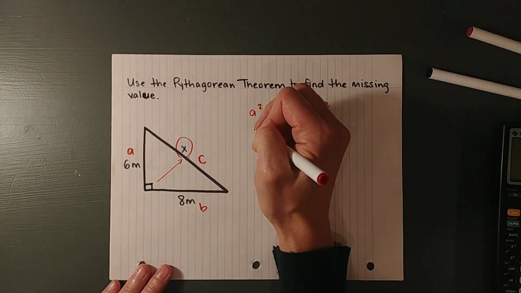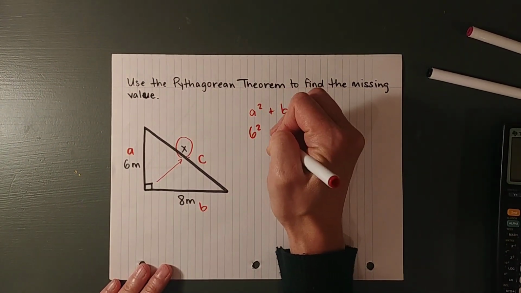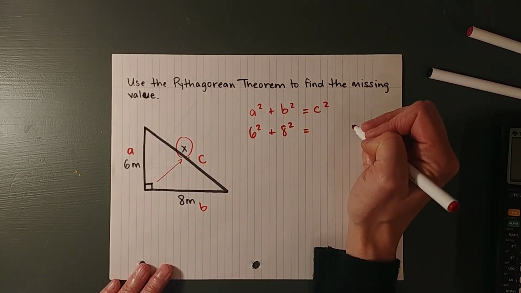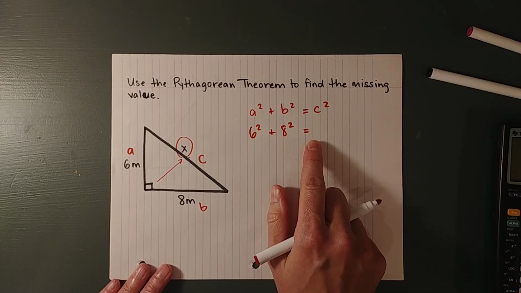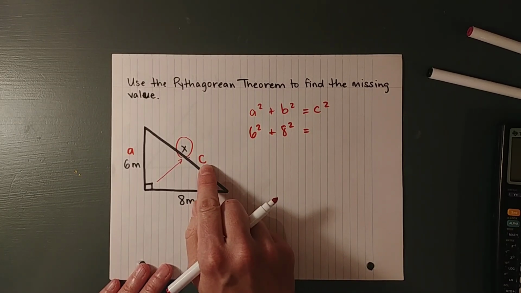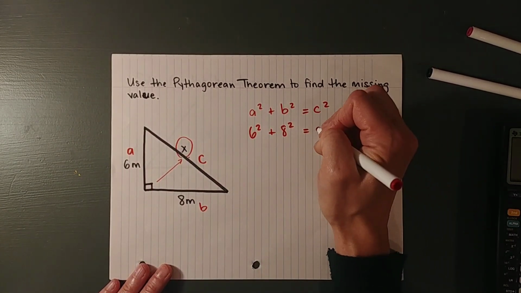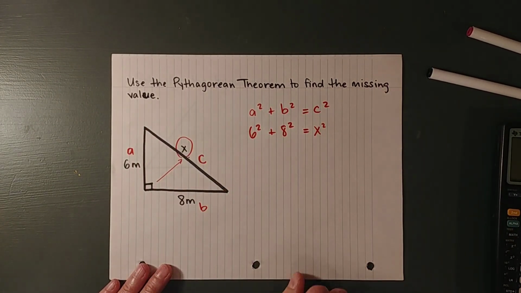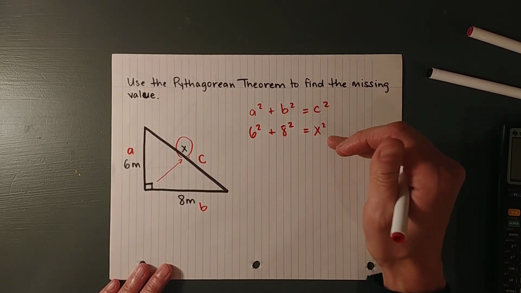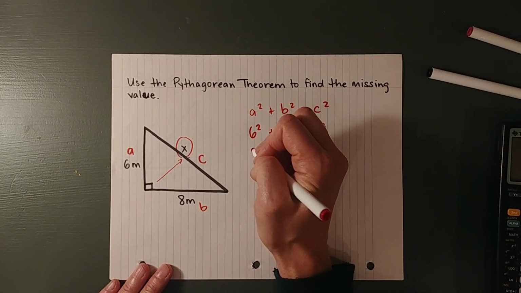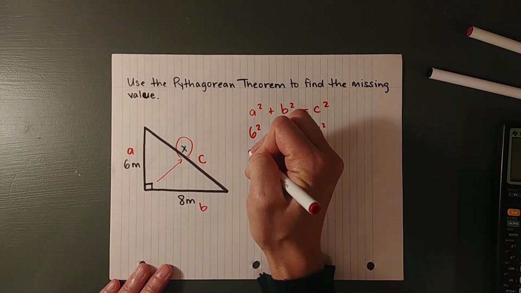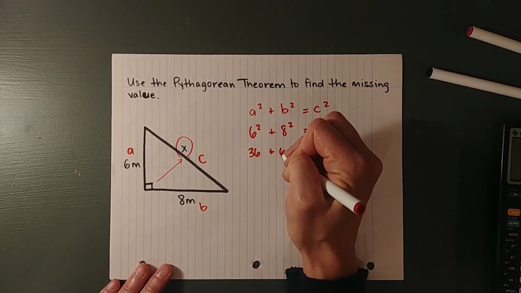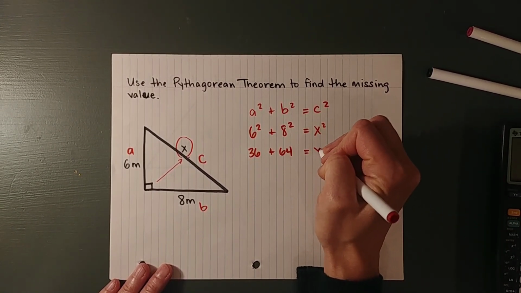So I get 6 squared plus 8 squared is equal to, now I don't have a value for this side. This is the side that I'm solving, but I'm going to write it in as x squared because right now x is being used to represent that side. Okay, and we continue to solve down. 6 squared, of course 6 squared means 6 times 6, which gives us 36, plus 8 times 8, which gives us 64, and is equal to x squared.